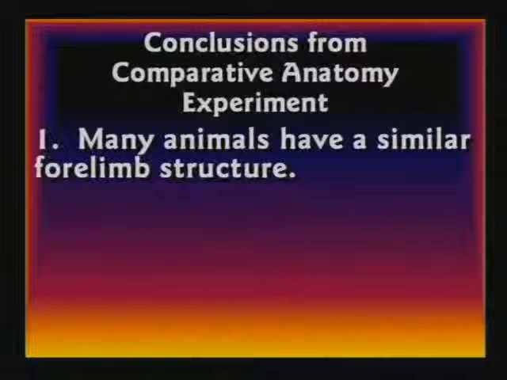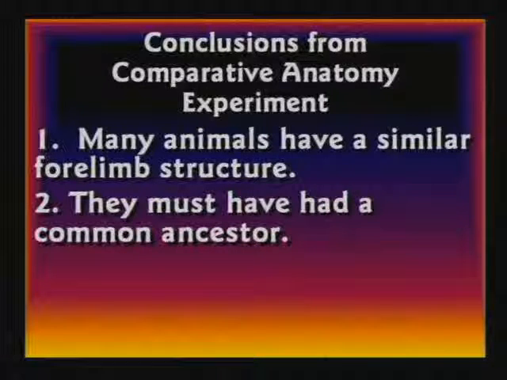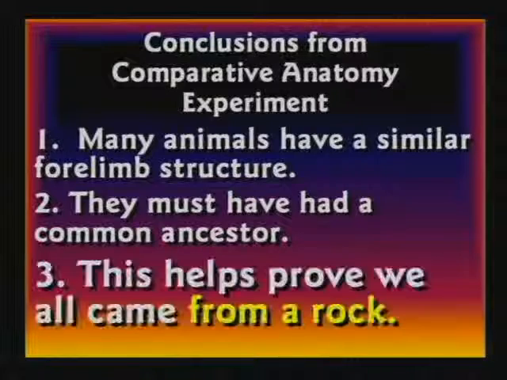See, it's an example of getting good observation and coming to the wrong conclusion. It's true many animals have a similar forelimb structure. I agree. They'll say this, they must have had a common ancestor. Oh, now I disagree. It doesn't prove that at all. This helps prove we all came from a rock. Oh, now you're really going off your rocker on that one.